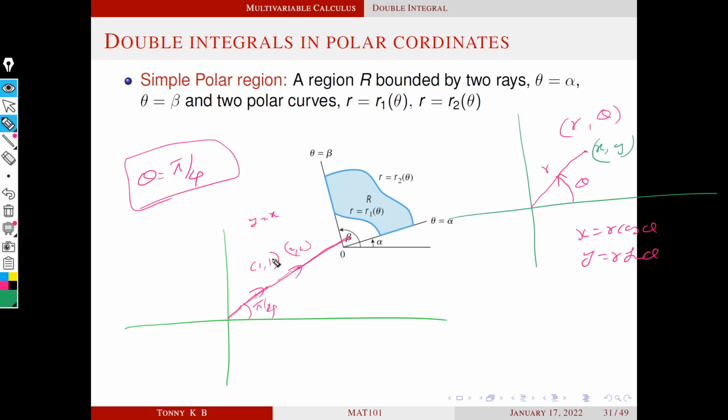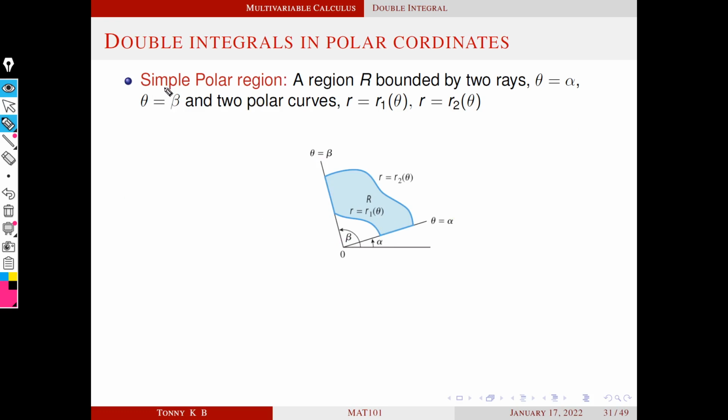Clear? Then there is a natural question. What is the equation of this other portion of the straight line y is equal to x? Its angle is this one, so theta equal to pi plus pi by 4. So theta equal to pi plus pi by 4 represents this portion of the straight line y is equal to x. Clear? So in general, theta equal to alpha and theta equal to beta represent rays like this.